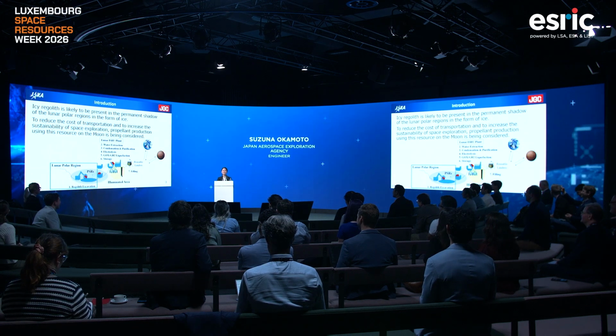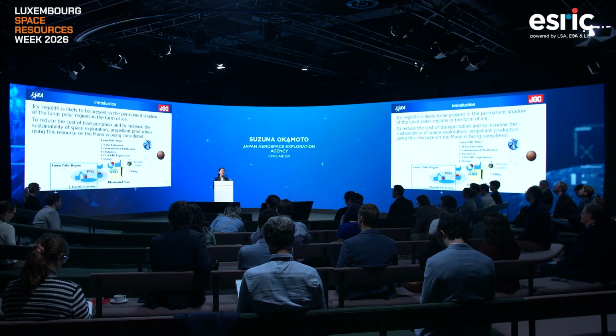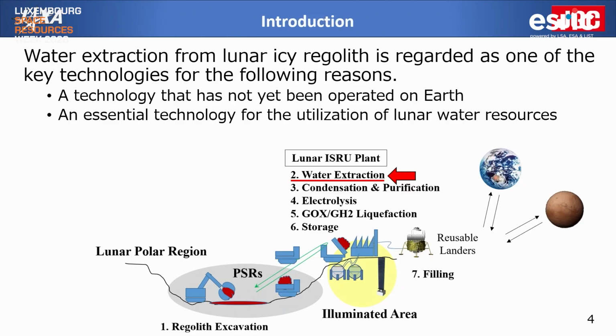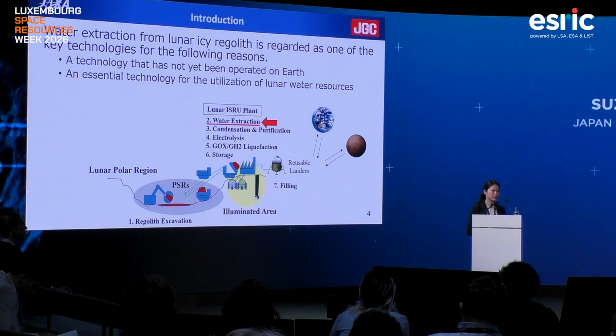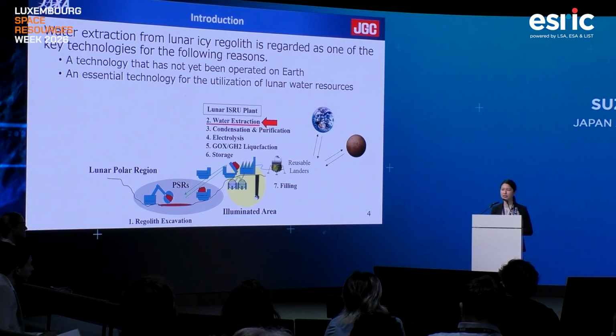So to reduce the cost of transportation and to increase the sustainability of space exploration, propellant production using this resource on the moon is being considered. In our consideration, technical challenges have been prioritized, and water extraction from lunar ice-regulus is regarded as one of the key technologies due to its unprecedentedness and also indispensability. That is to say, water extraction is a technology that has not yet been operated on Earth, and it is an essential technology for the utilization of lunar water resources.